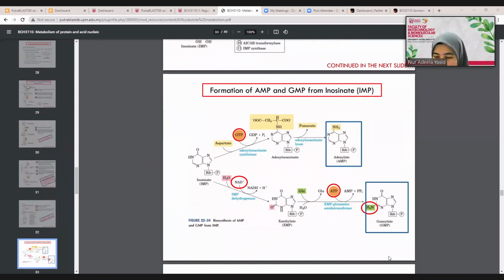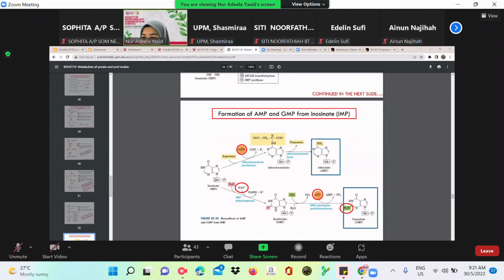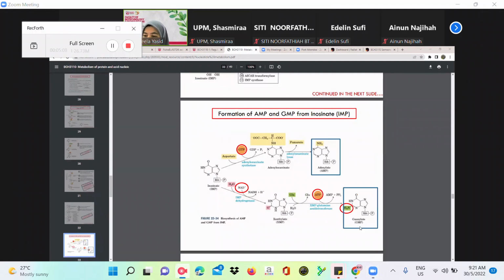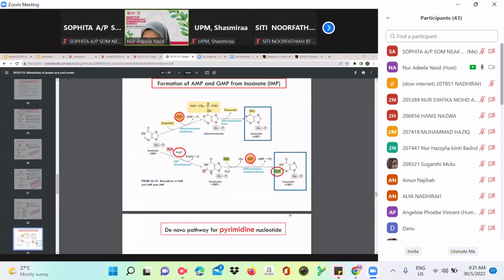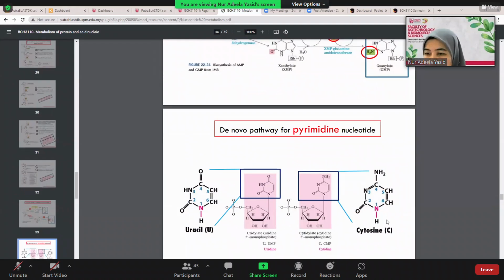So I hope at this slide you can understand the process, the 11 steps that produce IMP. IMP is the key metabolite to get AMP and GMP, because purines are adenine and guanine. So how to get AMP and GMP? It needs to undergo the 11 steps. Once we get IMP, it can be converted to AMP and GMP. Alright, that one is the de novo pathway for purine.